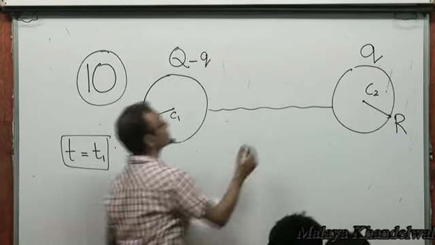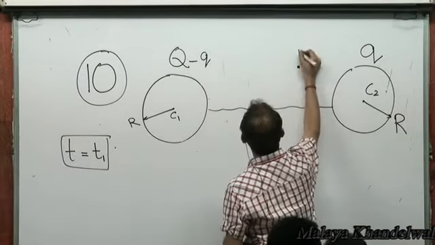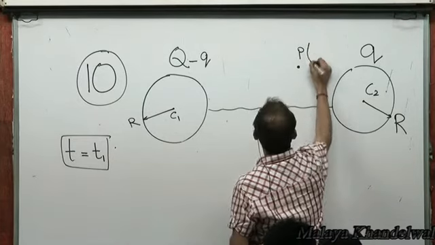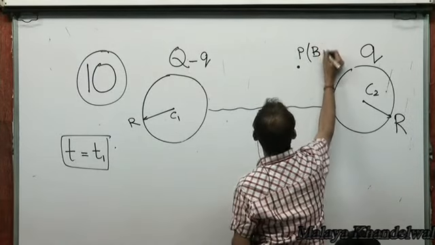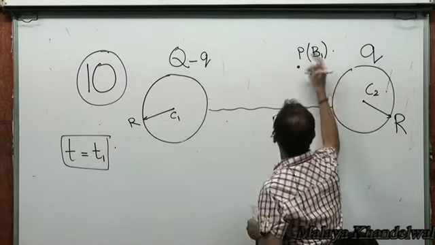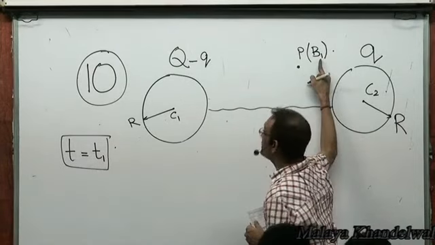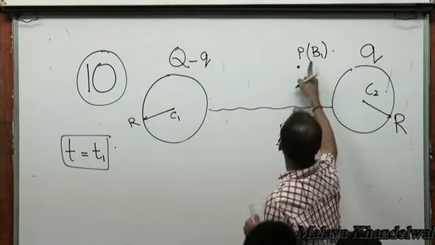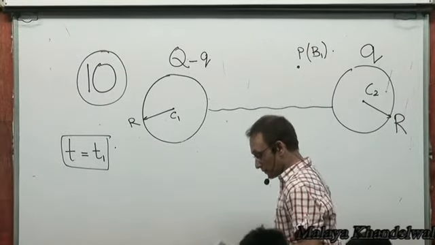Now at this instant, there is a point P somewhere in space. And there is a magnetic field at this point, say B1. The magnetic field at this point B1 at time t equal to t1 is this. Okay.